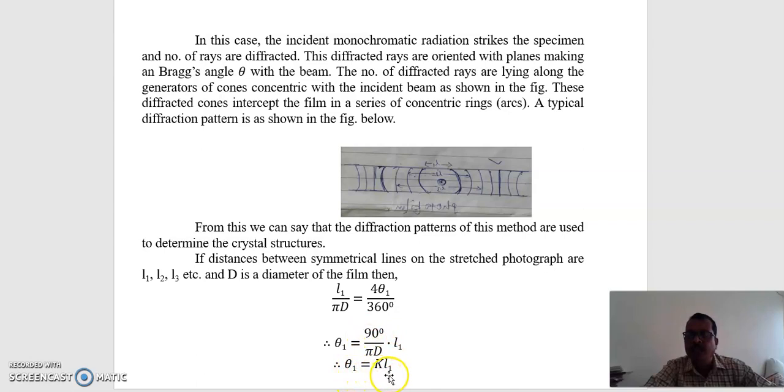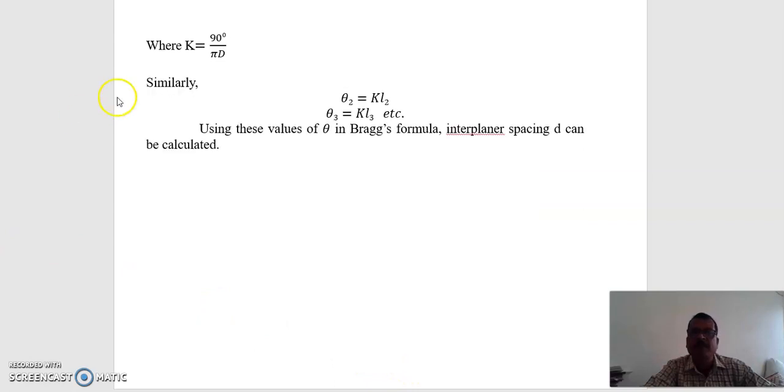Therefore theta 1 equals K L1, where the value of K is 90 degrees divided by pi D. Similarly, find out theta 2 equal to K L2, theta 3 equal to K L3, and so on. Using these values of theta in Bragg's formula, 2d sin theta equal to n lambda, the interplanar spacing d, or d HKL for the HKL plane, can be calculated.